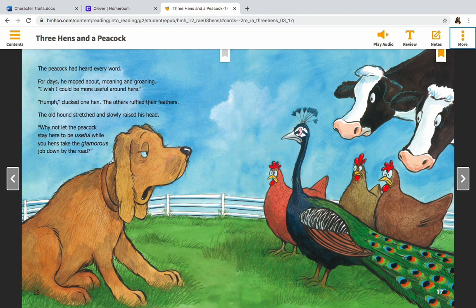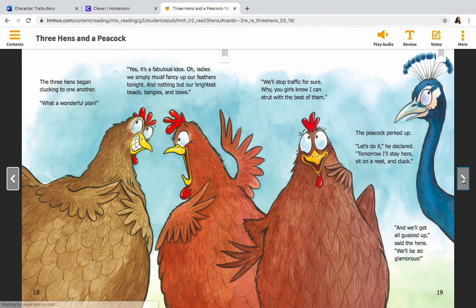"Why not let the peacock stay here to be useful while you hens take the glamorous job down by the road?" So why do you think the hound suggested that they switch jobs? Maybe so they could see what the other job was like, right? The three hens began clucking to one another.